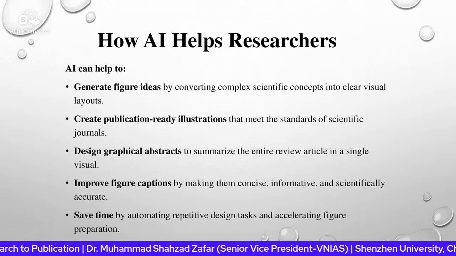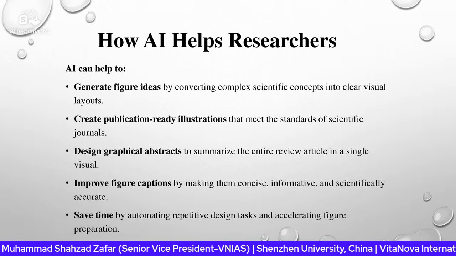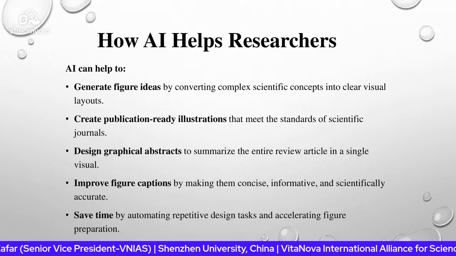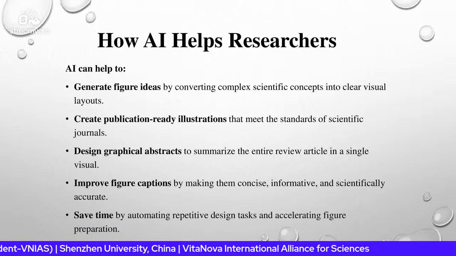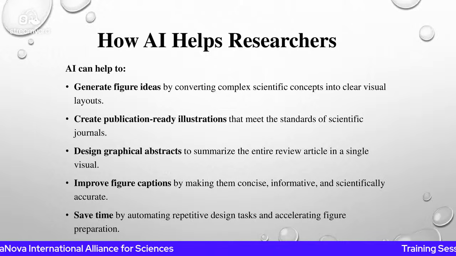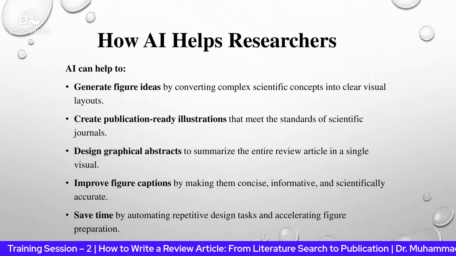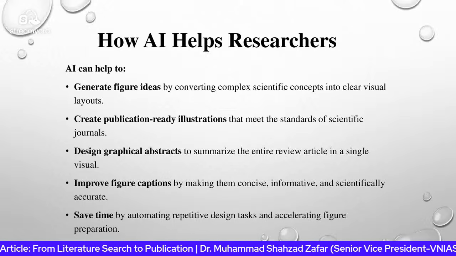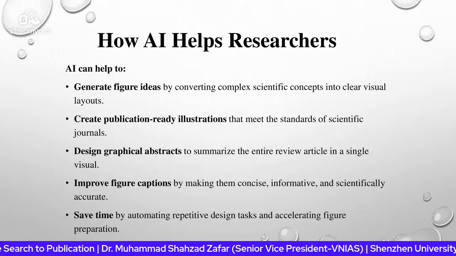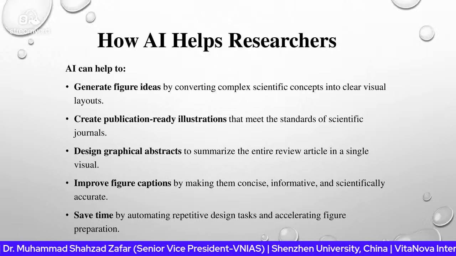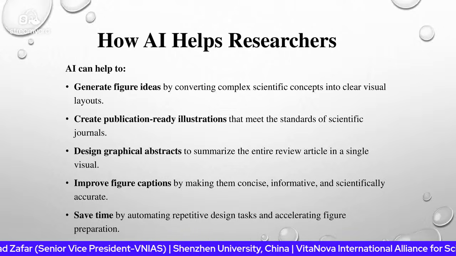AI can generate figure concepts, help organize complicated information, assist with graphical abstracts, improve captions and labels, and significantly reduce the time required for initial design. So these are the ways AI helps researchers. Never assume an AI generated pathway, molecular interaction, citation, or label is scientifically correct without checking the literature. Never trust the generated pathway as correct.